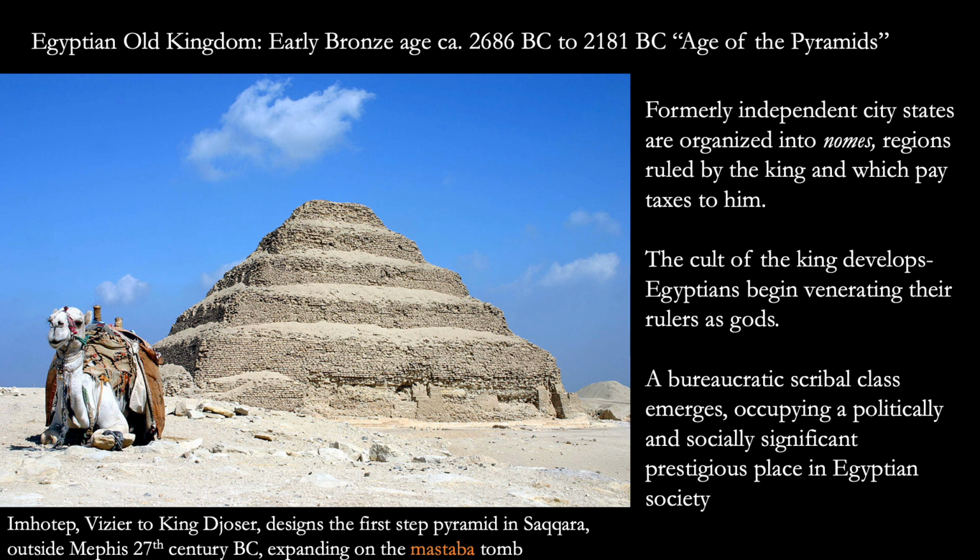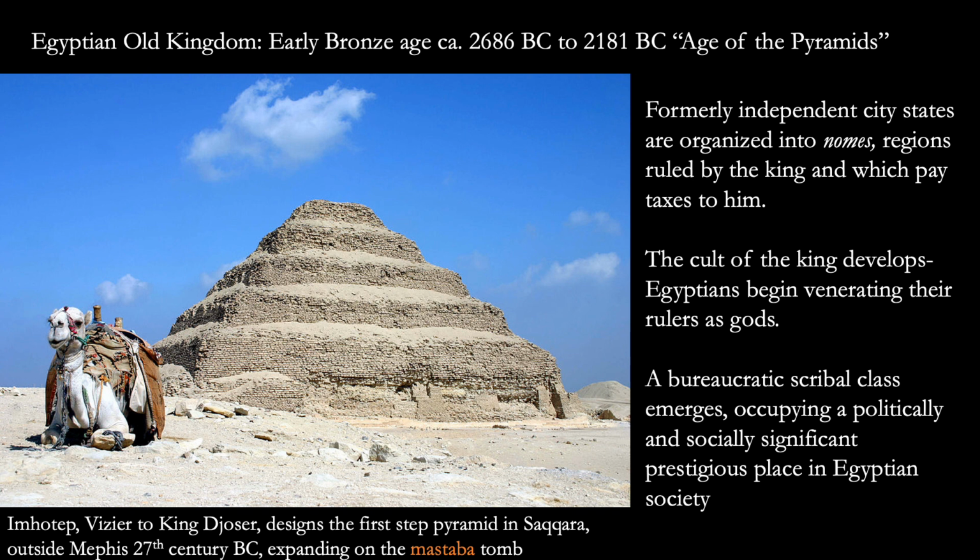But reading and writing is something that a special class of people do, this scribal class. And if you can read and write, that is pretty much a guarantee in Egypt that you are going to have a plush governmental job at your fingertips. Okay, so that being said, this Old Kingdom is also referred to as the Age of the Pyramids.